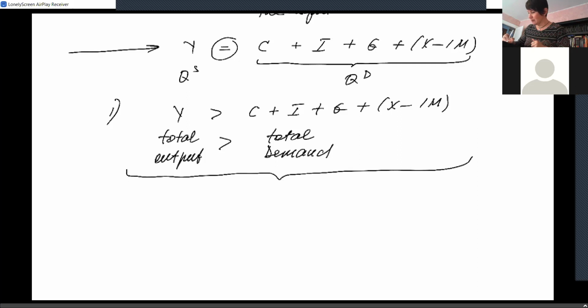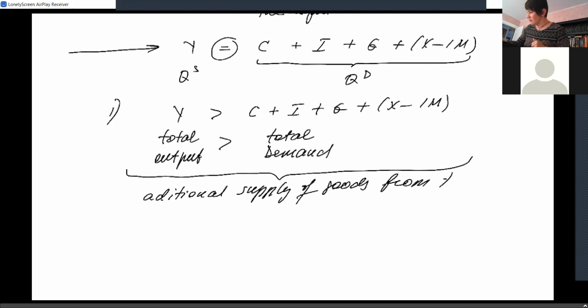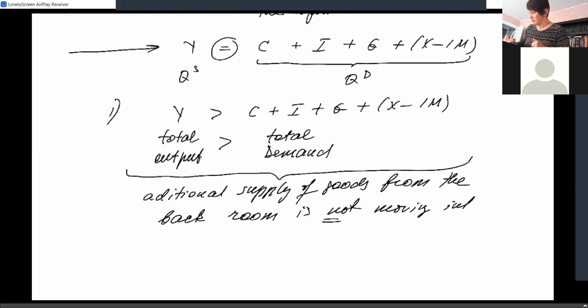Okay. Additional supply of goods from the back room is not moving into the front room.